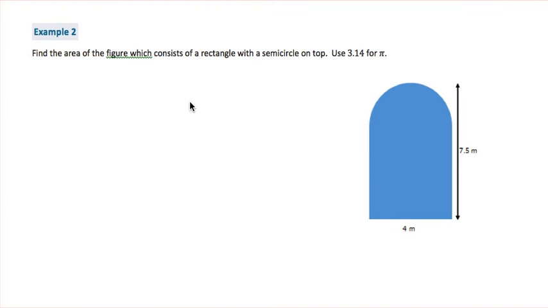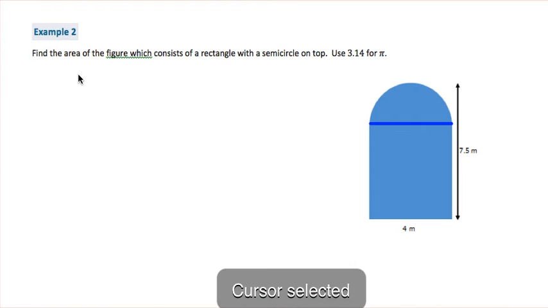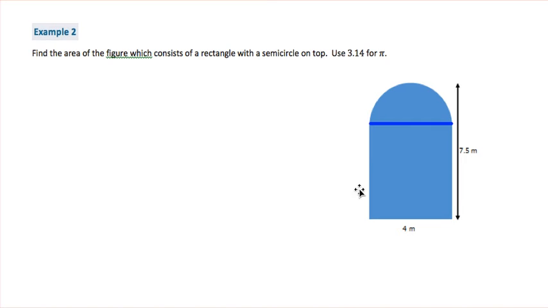Example 2, we're asked to find the area of a figure which consists of a rectangle with a semicircle on top. And we'll need to use 3.14 for pi. So the first thing we need to determine is where this semicircle begins and where the rectangle ends. So we're going to draw a line showing that space. And even though at this point you may wonder how on earth we're going to find this measurement, there really is a way to find that.